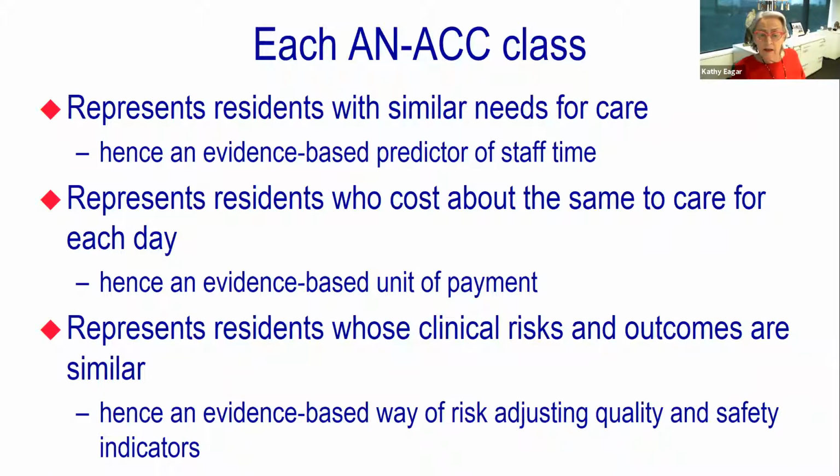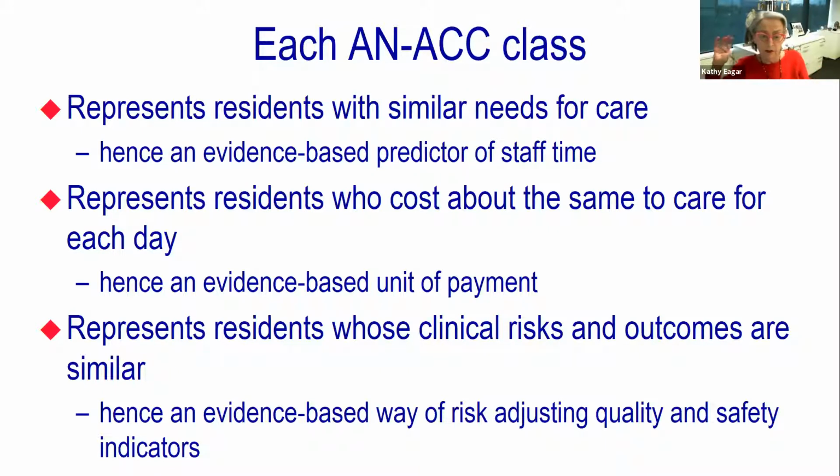Each of those classes has residents who've got very similar needs for care, and we were able to test this by looking at a whole lot of factors, and therefore the classes are the item that have been used to predict staff time. And the government has announced new staffing ratios, mandated 200 minutes. The 200 minutes they've announced is actually adjusted for what AN-ACC class people are in, and we've done the technical work on how to do that adjustment.